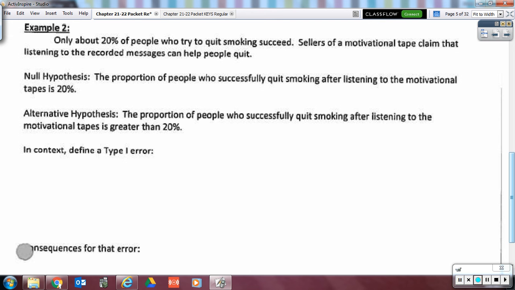Only about 20% of people who try to quit smoking succeed. Sellers of a motivational tape think that listening to the recorded message will help people quit smoking. So, the null hypothesis is the proportion of people who successfully quit smoking after listening to the motivational tape is 20%.